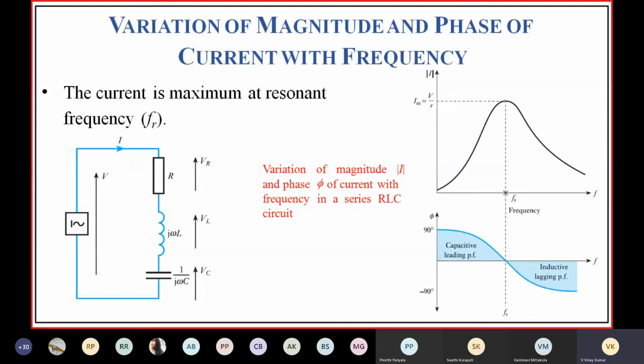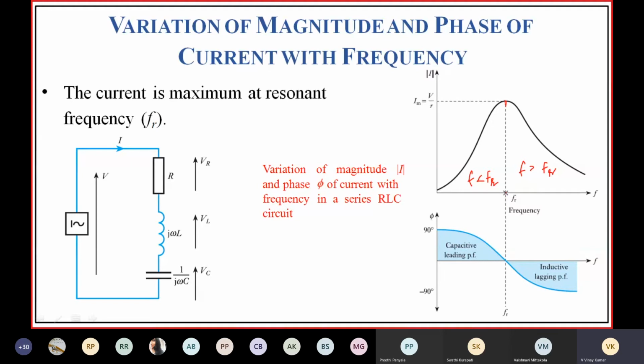At resonance, we have already discussed this, right? Resonance curve. At omega equal to 0, at F equal to 0, the current will be 0. With the increase in frequency, the current will increase, and at resonance it is maximum. Here this is F less than Fr. This portion is F greater than Fr. This instant is F equal to Fr.